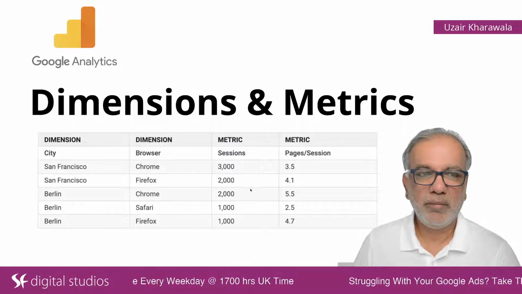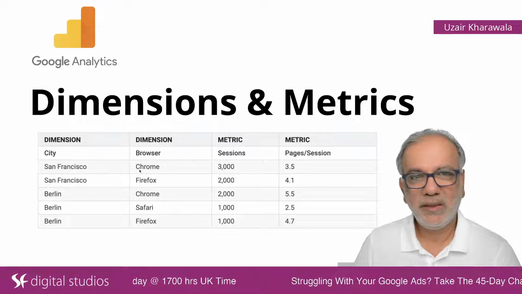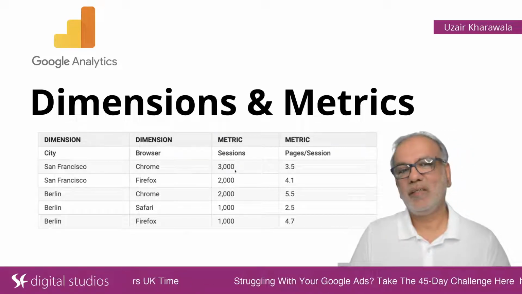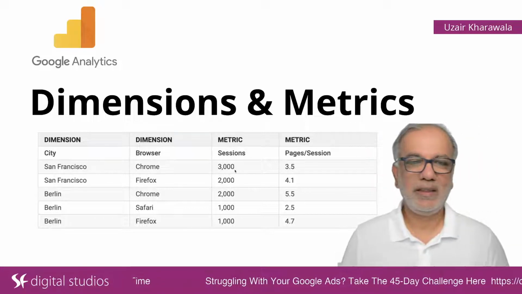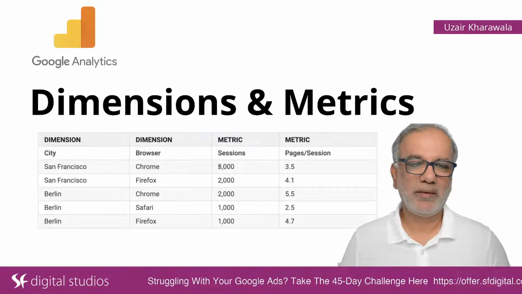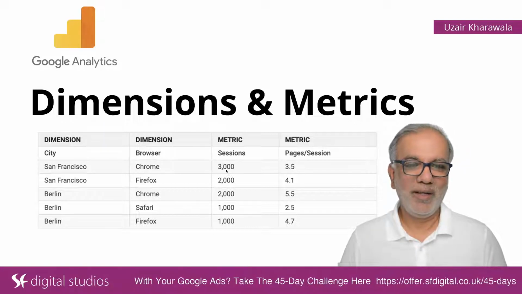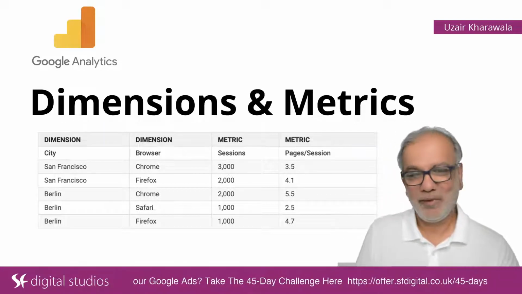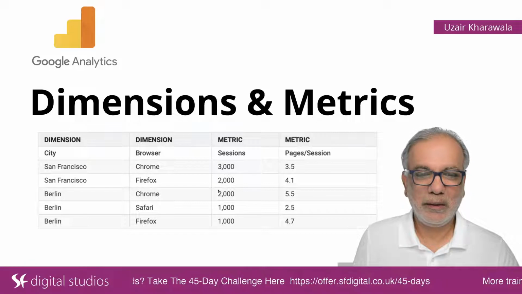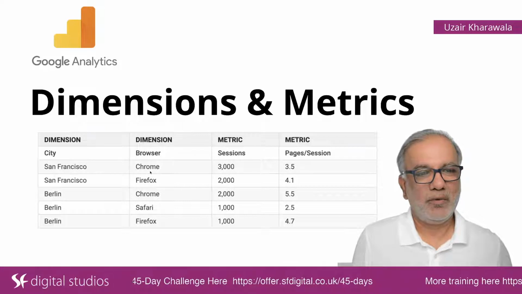The easiest way to remember if you do get confused is: dimensions are made up of alphabets. Metrics are numbers. It's that easy. I've never seen a metric which has got an alphabet in it. So you can prove me wrong by putting it in the comments that that's not the case, but I've not seen a metric which has any alphabets or characters in it. So that's the easiest way to remember what are metrics and what are the dimensions.